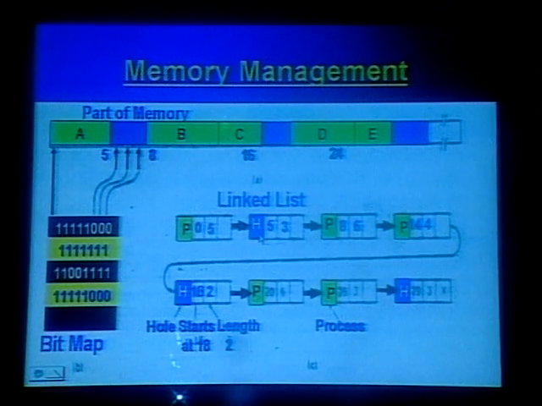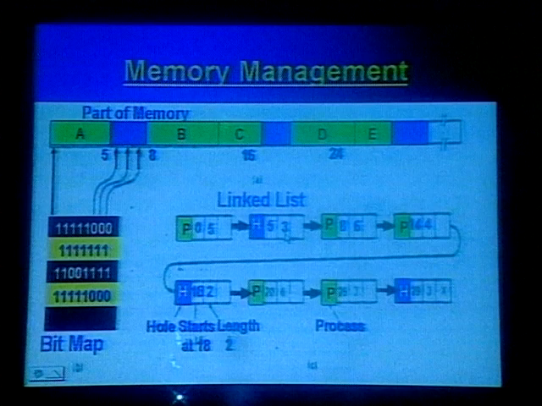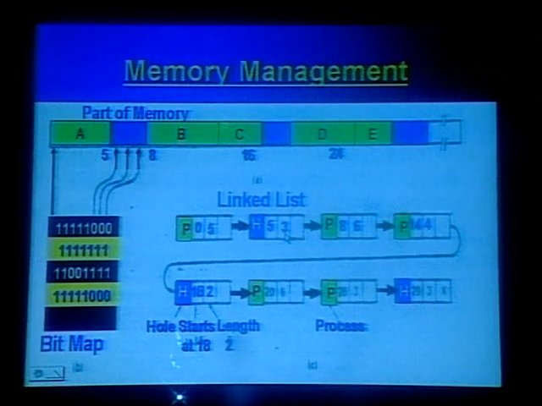Next to process A we have H that starts from 5 and ends at 8, and its length is 3. We see here 1, 2, 3. Then we have a process which starts at 8 and the length is 6. The next process starts at 14 and the length of the process is 4. This is how we keep track of the memory with the linked lists.